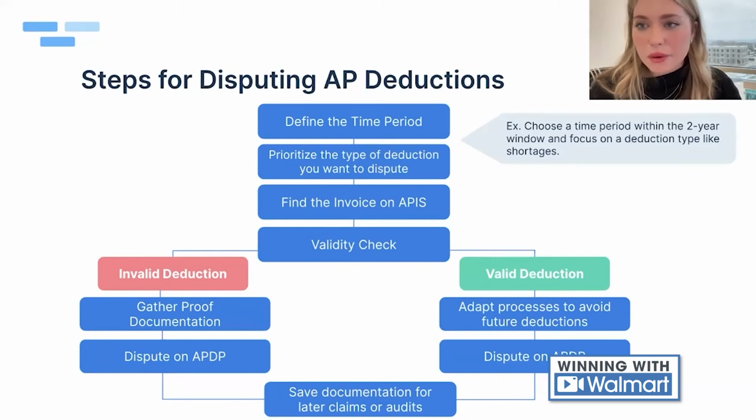But typically what we see as best practice is to try to adapt any processes to avoid future deductions. And then usually you're not going to want to dispute on APDP. I think that's an error there. Usually you're going to want to just mark that away, maybe put it in your system to say, hey, I checked this. This is not something that I actually want to dispute. This is something that I just want to archive. I've looked at it. Let's get it off of our books.